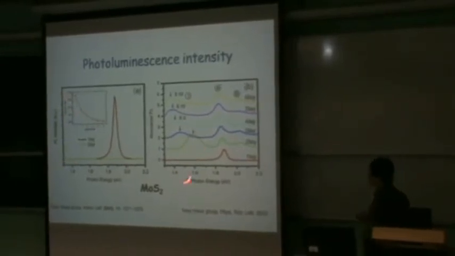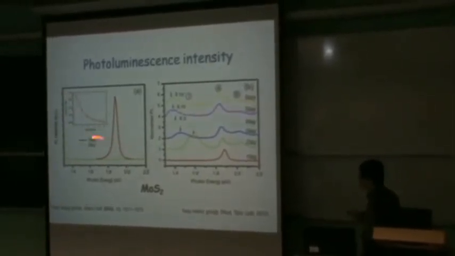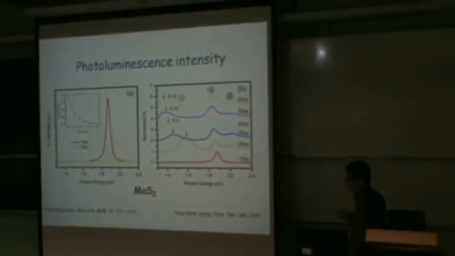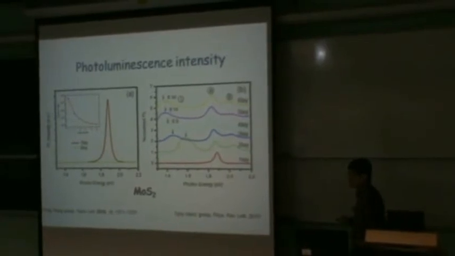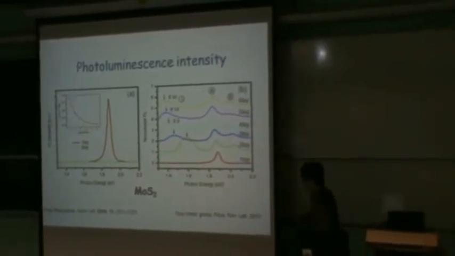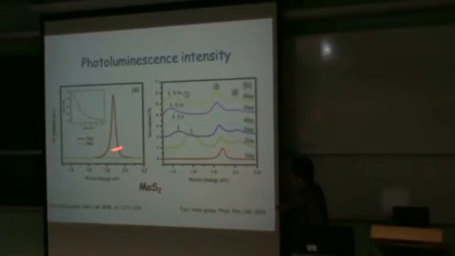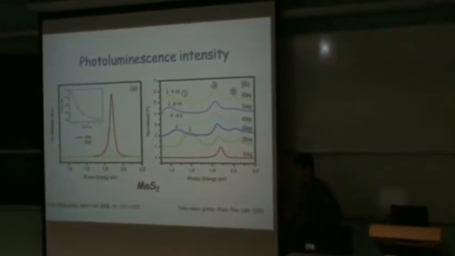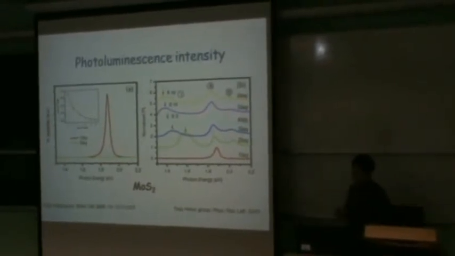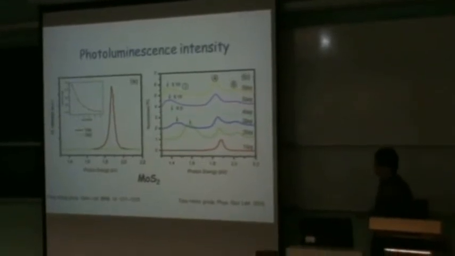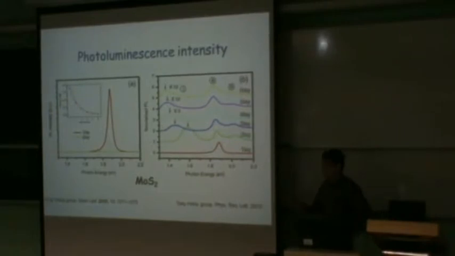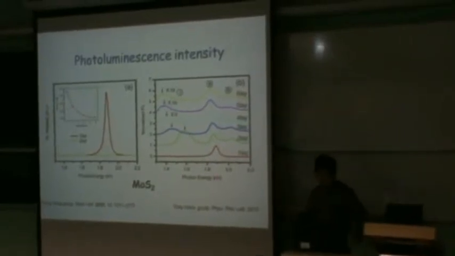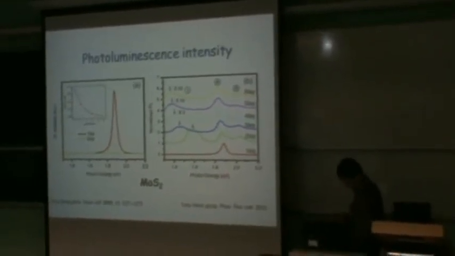Also here, you can see the red one is the photoluminescence from a single layer, and the blue one is from the bilayer. Both curves were taken at the same experimental conditions. So you can see the intensity from the monolayer dramatically increased. That's the evidence of the band gap transition, because for a direct band gap, you don't need any phonon to be involved to emit a photon. That's why the quantum efficiency gets increased a lot.